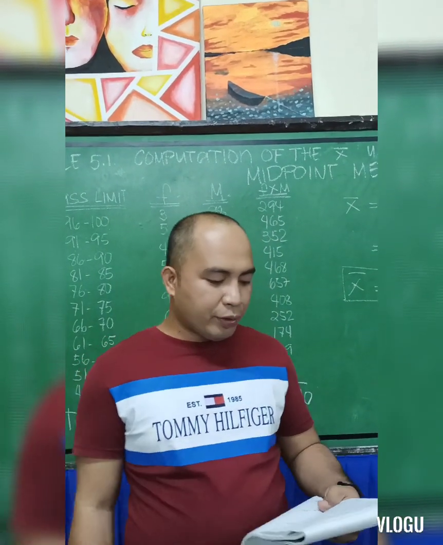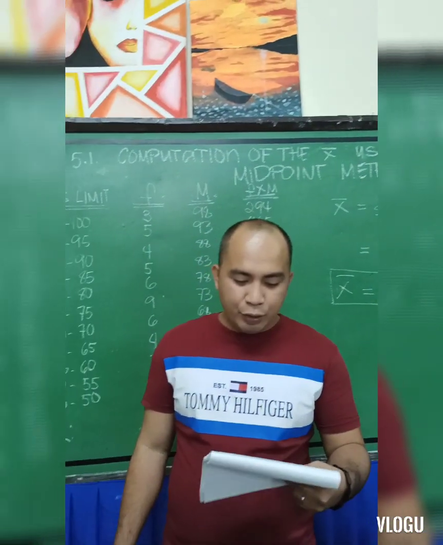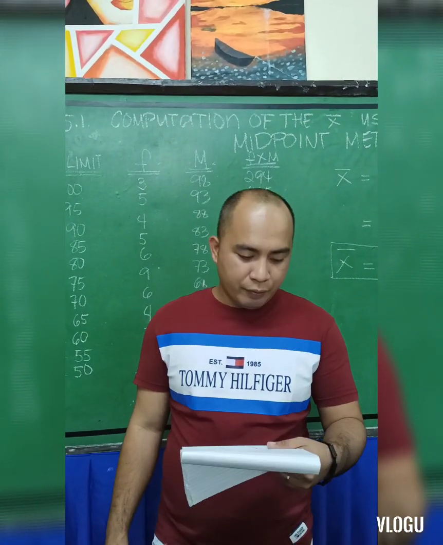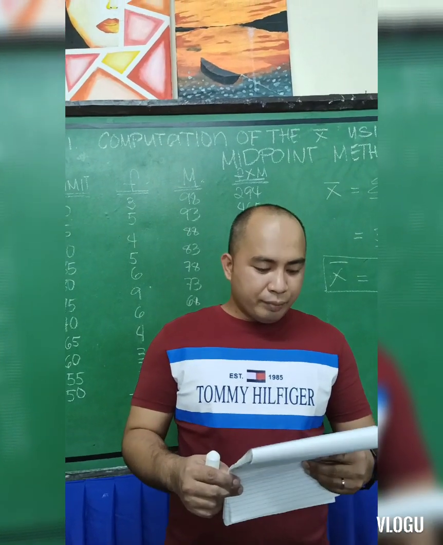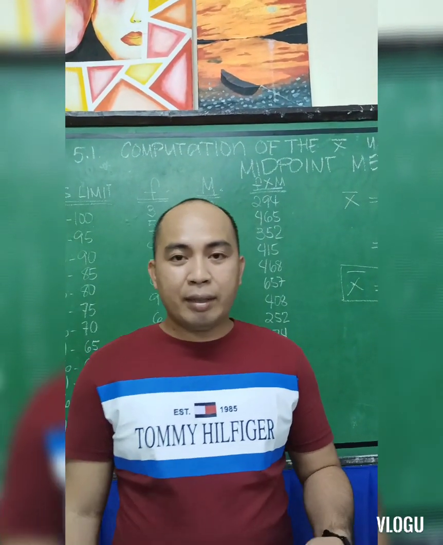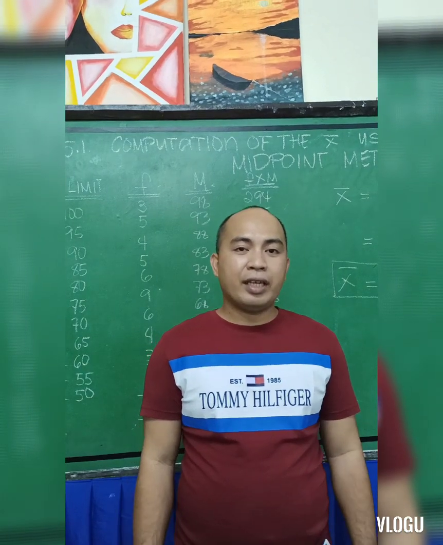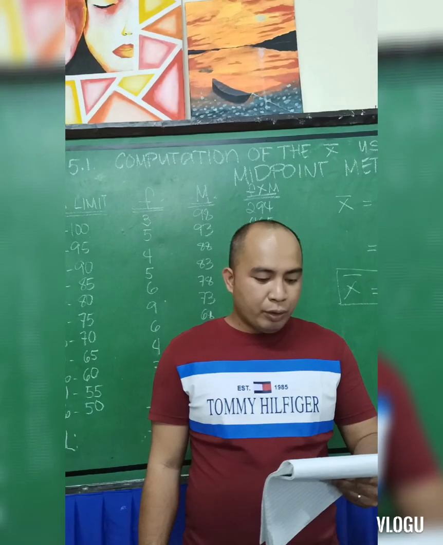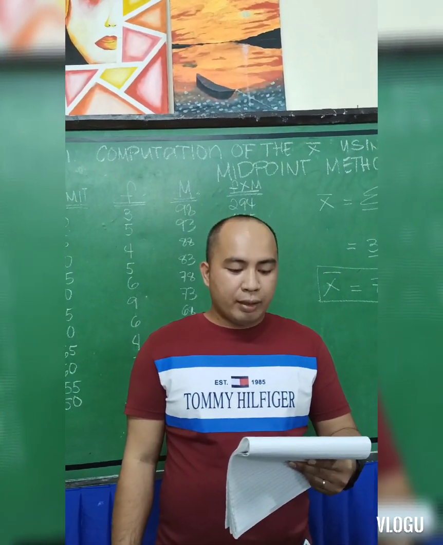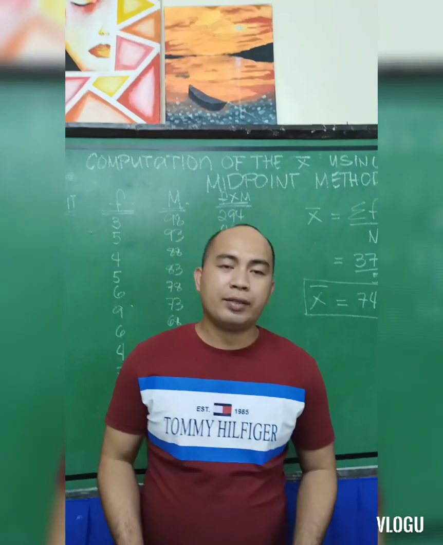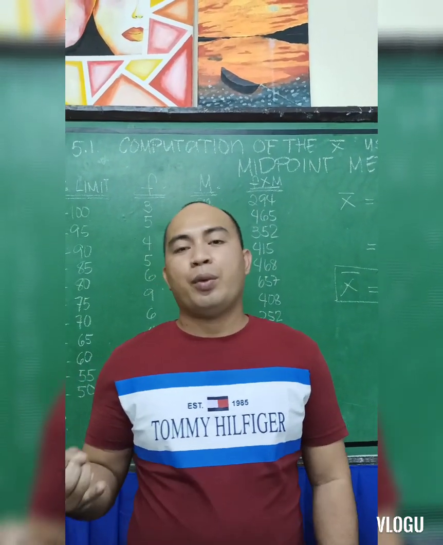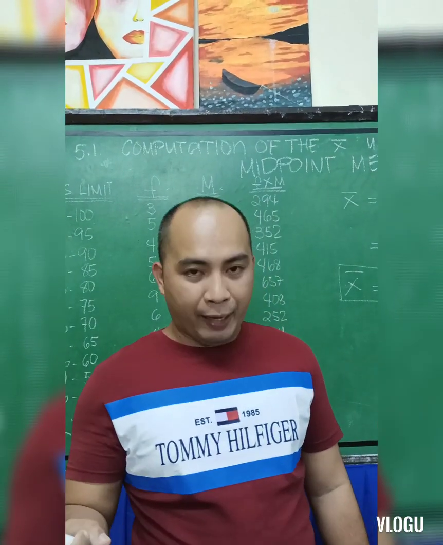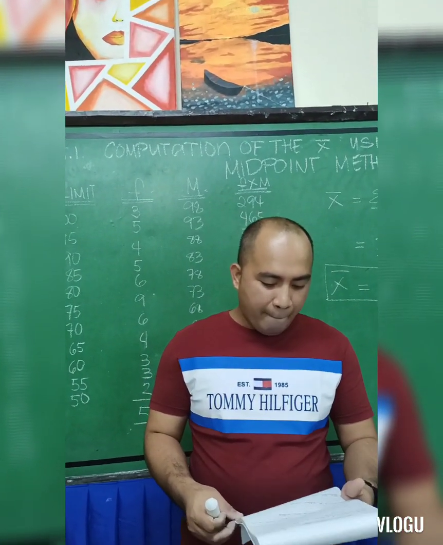So if we say measures of central tendency, it is used to determine the average of the performance of the group. In getting the measures of central tendency, we have three ways to compute it: first the mean, the median, and the mode. But let's focus on the mean. So that was the mean.